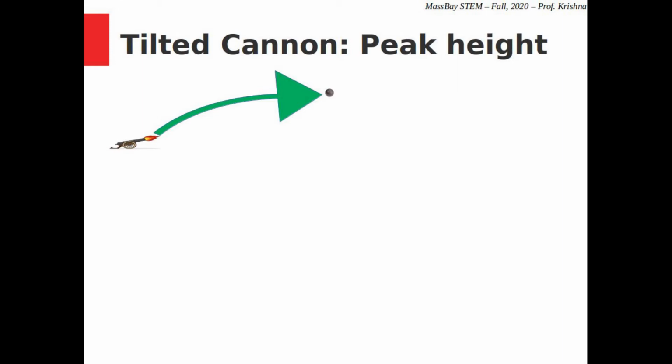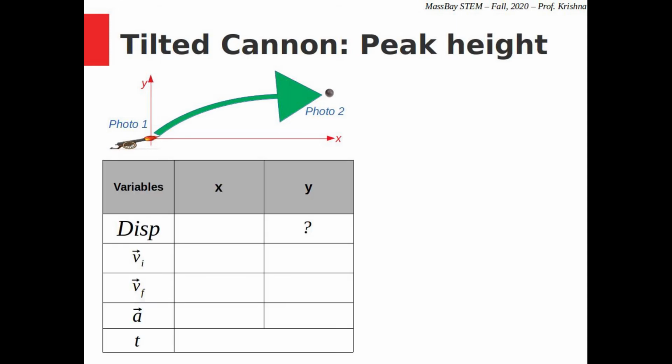As usual, we will start by drawing a picture. We will use two photos, one a nanosecond after the cannonball is fired, and one at the instant it reaches its peak. We will set upwards as positive and rightwards as positive. The velocity of the cannonball at the moment of launch, that is, its initial velocity, was 25 meters per second at an angle of 30 degrees.